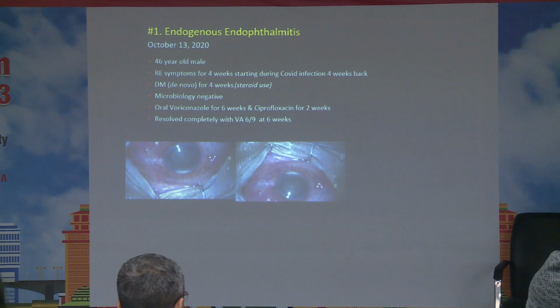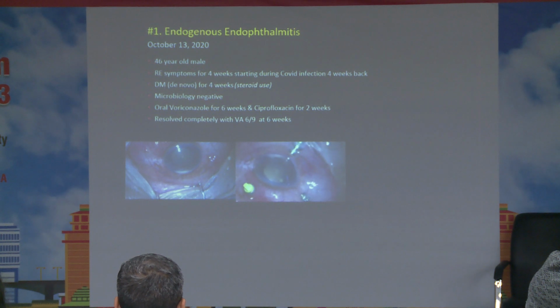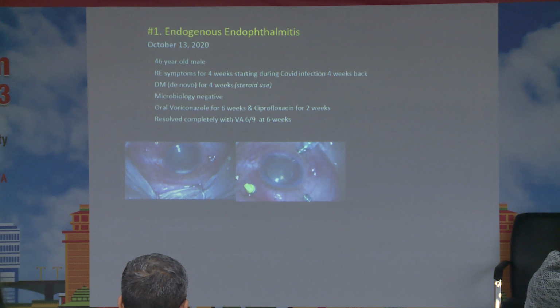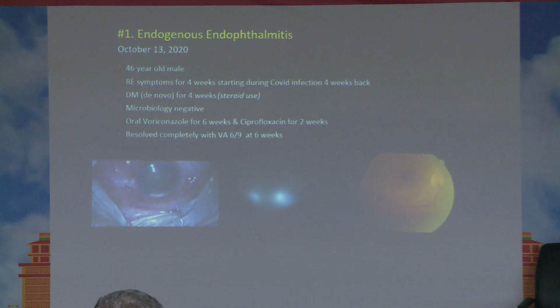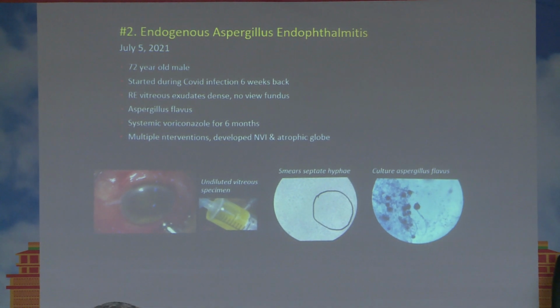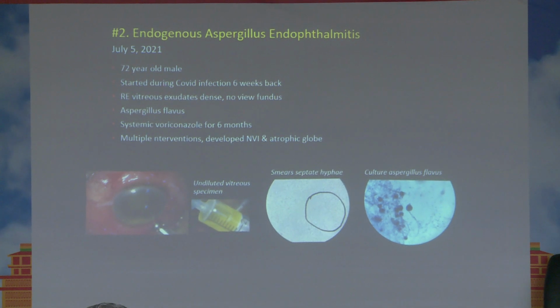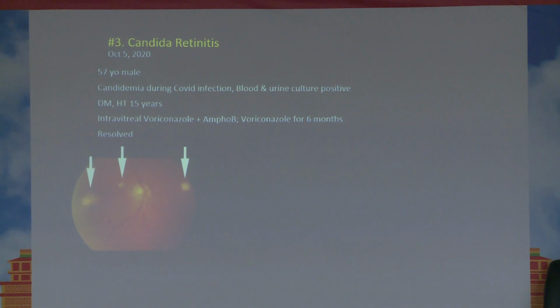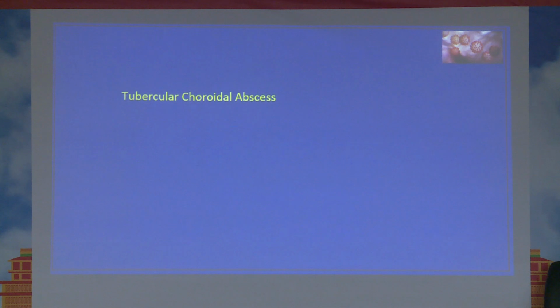So this was a 46-year-old male who called while he still had COVID infection with symptoms, and when he came to us, this was the picture. Vitreous was full, appeared to have fungal endophthalmitis, though micro was negative, resolved with treatment. Another was an aspergillus endophthalmitis with a cerebral lesion as well, and this was biopsy micro positive for aspergillus. Then we had a patient during COVID sent to us after he recovered with candidemia, and on routine screening, candida retinitis, which resolved with treatment.